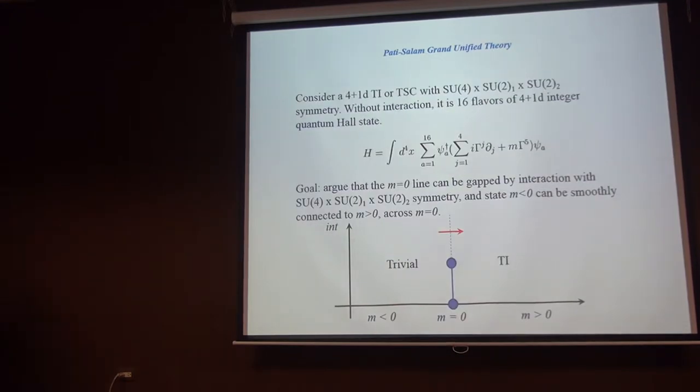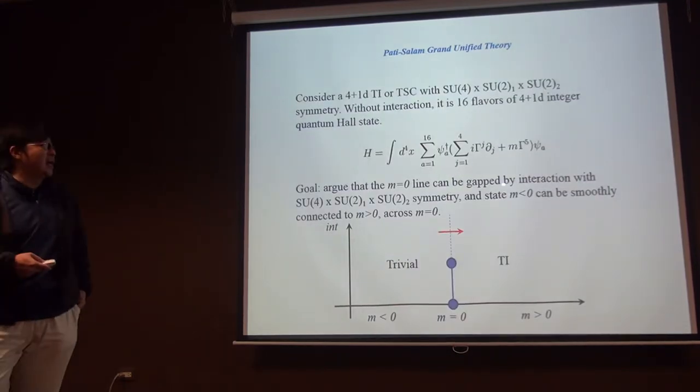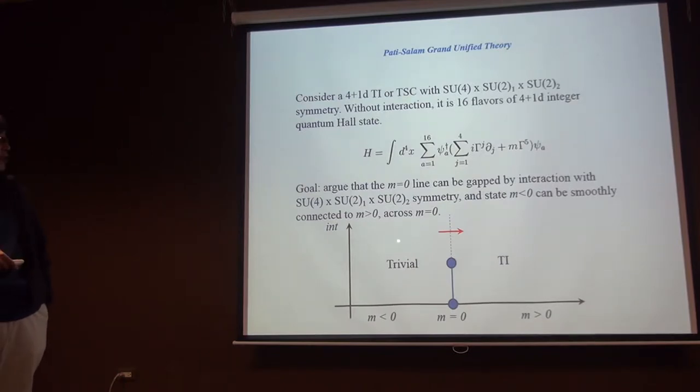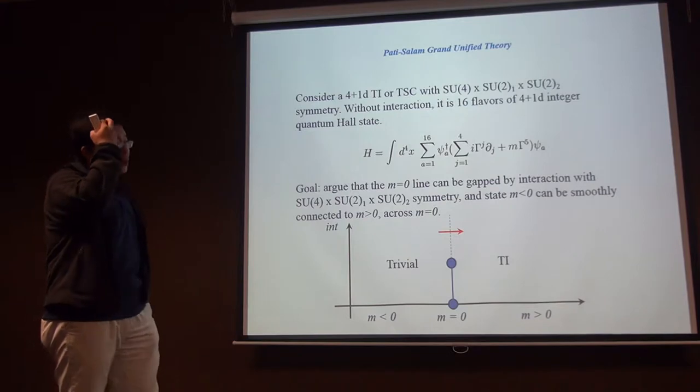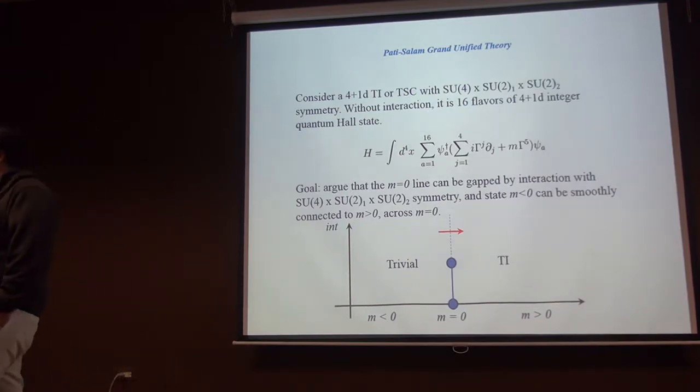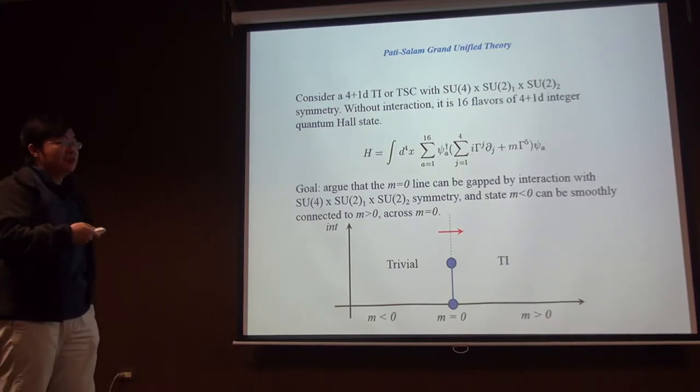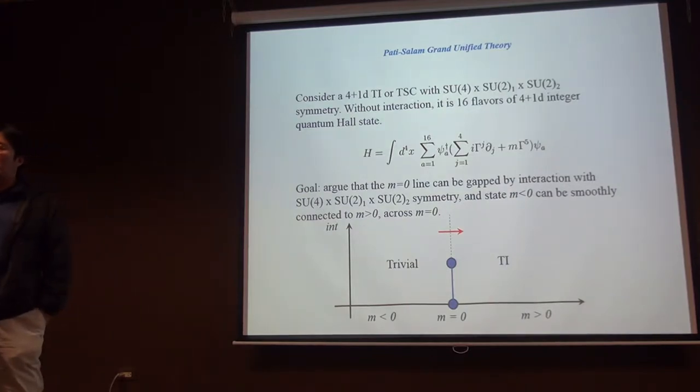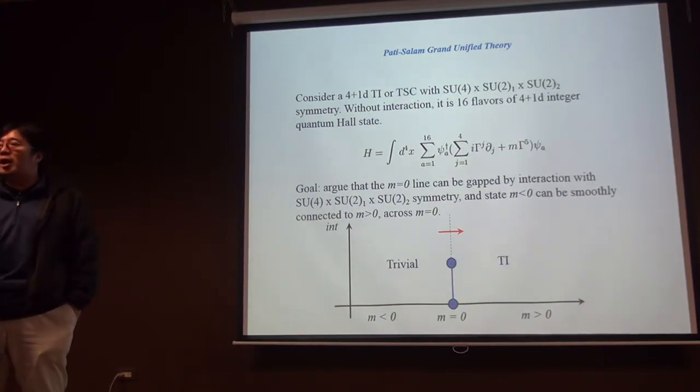Okay, I'm trying to start from here. I'm trying to show you that with interaction, we can just go from this side without closing the gap. So we just follow Cenke's logic. First condense the order parameter, which gaps out the fermion. Then we restore all the symmetry by condensing the defect of the order parameter.